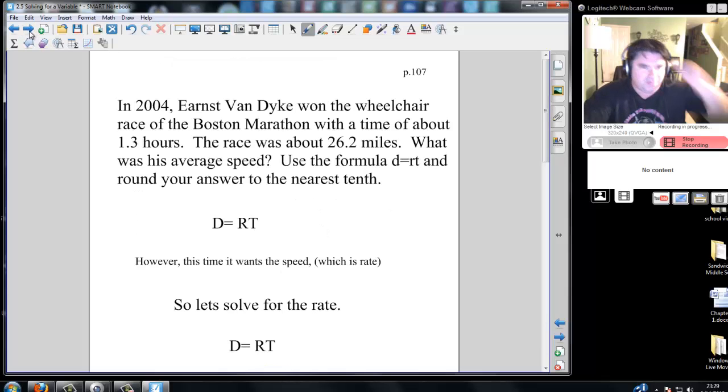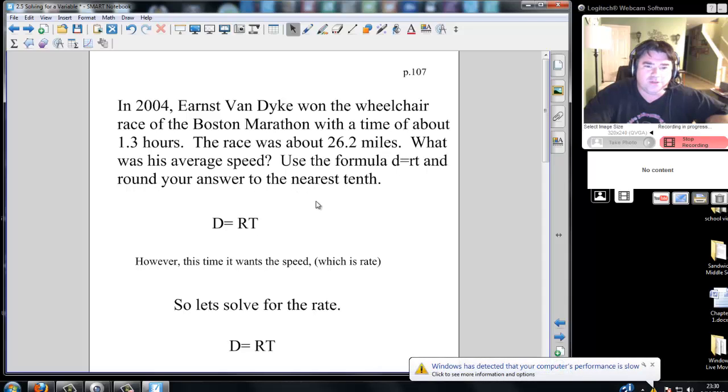Let's move on. The next thing it says, in 2004, Ernst van Dyke won the wheelchair race of the Boston Marathon with a time of about 1.3 hours. The race was about 26.2 miles, so almost a real marathon. What was his average speed? Use the formula D equals RT and round your answers to the nearest tenth.